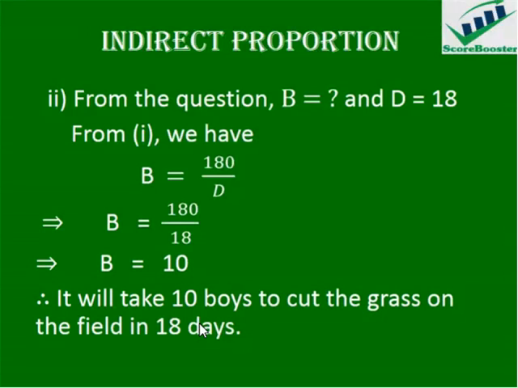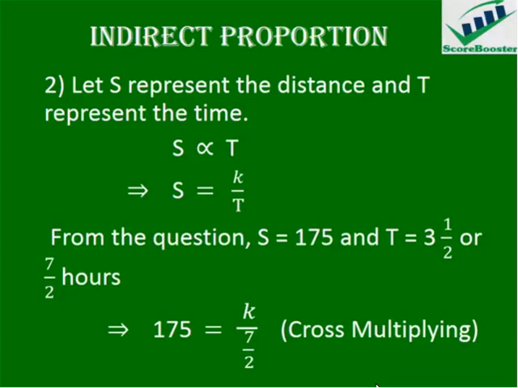Now we move to the second question. In the second question, we were told that a particular car travels at a speed of 175 km per hour and it uses 3.5 hours.